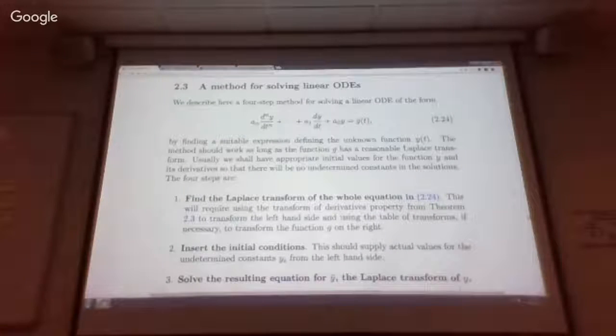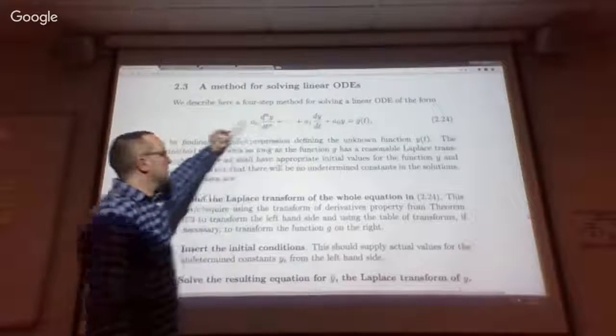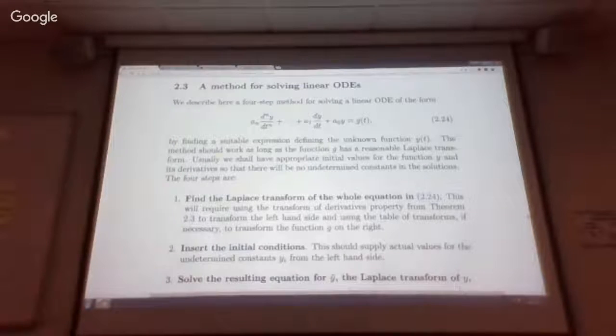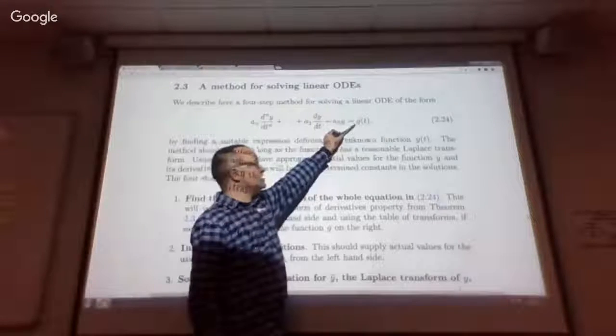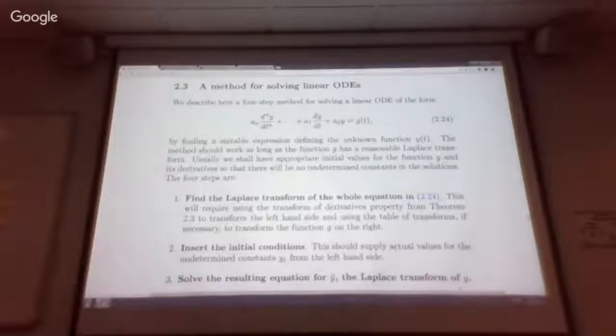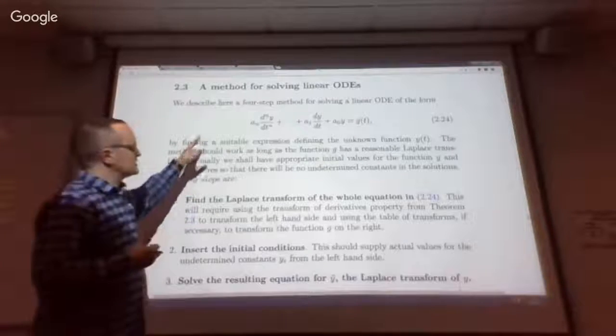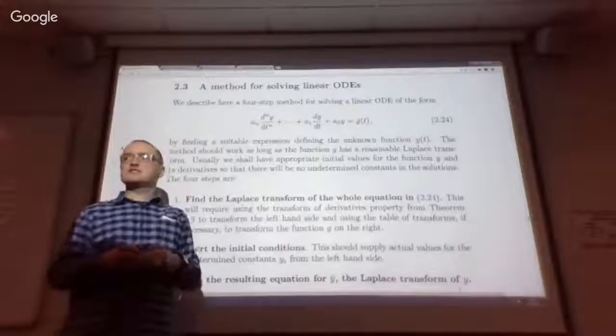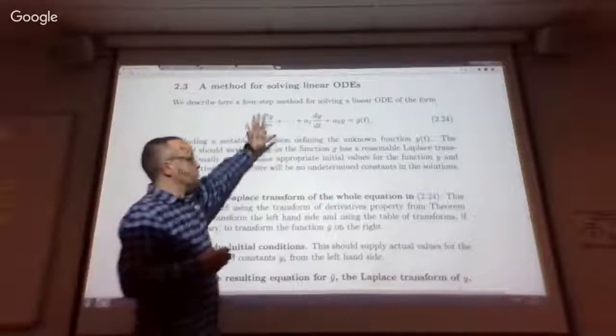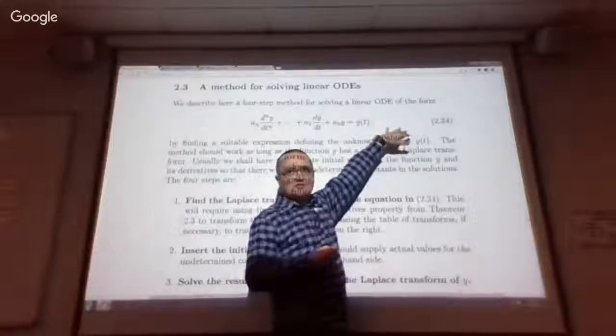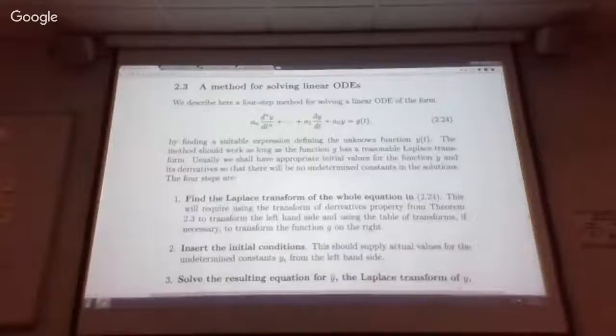So we want to solve an object like this. What is that? It's a differential equation for the unknown function y. We'll assume that g is some function which is known to us, and that we're able to deal with g. We're able to take the Laplace transform of g. Okay, the first step is to just take the Laplace transform of the whole equation. Say that the Laplace transform of the left-hand side is equal to the Laplace transform of the right-hand side. So transform the whole equation.